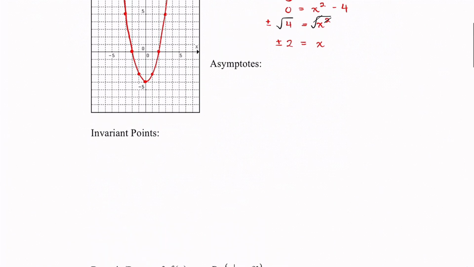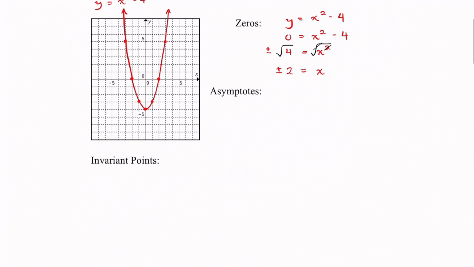Next, we'll go back up and we'll start to do our asymptotes. So our asymptotes are going to occur where our zeros were, and also there is one that always occurs, just like with linear.